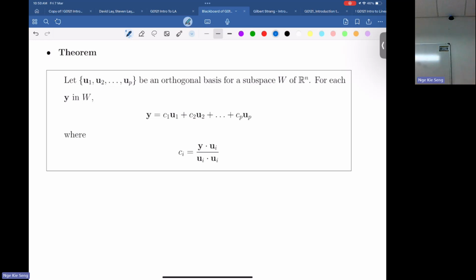So how does this dot product come out? How do we figure out the coefficient here? You take your y, dot it with every basis vector, divided by the length of that basis vector. This is your scalar.